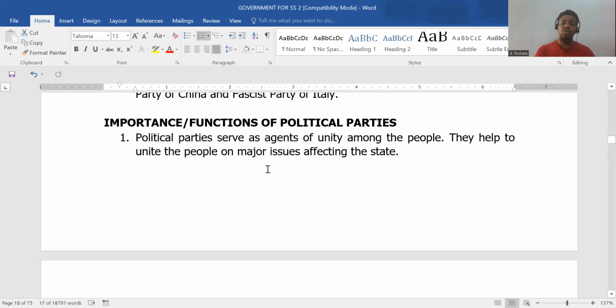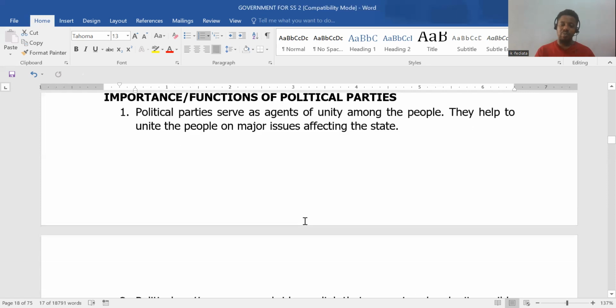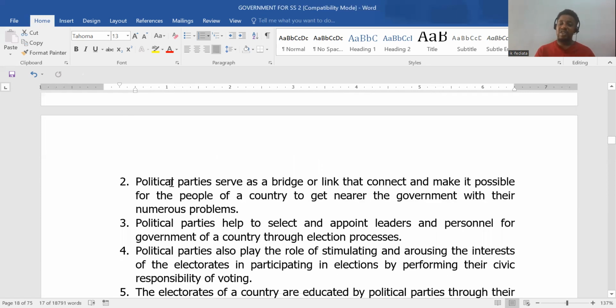So what are the importance or functions of political parties? So they serve as agents of uniting the people while they pursue their goal, right? Uniting the people. Now, political parties serve as a bridge or link that gets people closer to the government. So they serve as a bridge, a vehicle through which people get close to the government. So they help select or appoint leaders and personnel in a country, right?